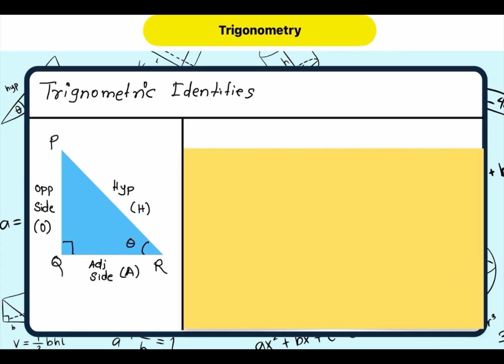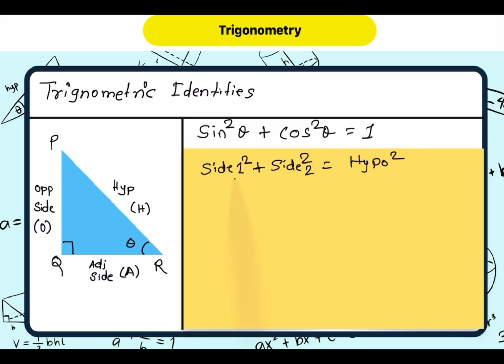Easy? Now let's prove the first trigonometric identity, which is sin square theta plus cos square theta is equal to 1. We are going to prove it. Let's see how. What you are seeing on screen is a right angle triangle. So Pythagoras theorem gets applied to a right angle triangle. What is Pythagoras theorem? It says side 1 square plus side 2 square is equal to hypotenuse square. That means PQ square plus QR square is equal to PR square.